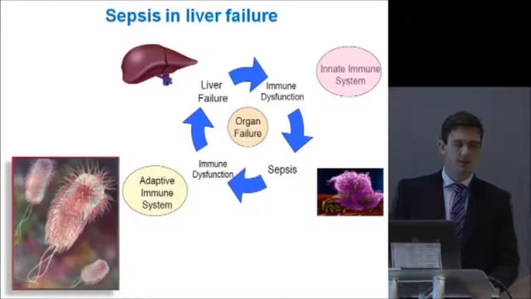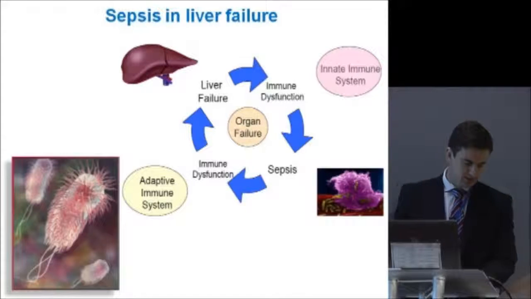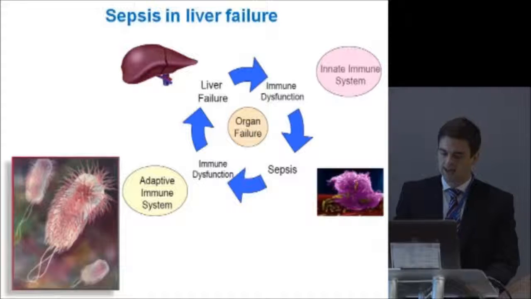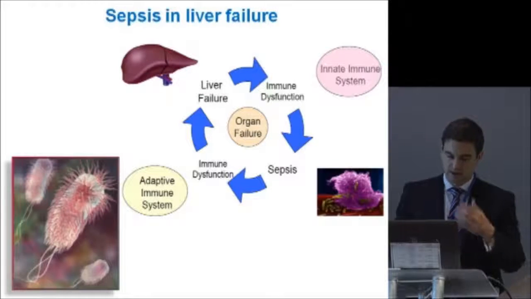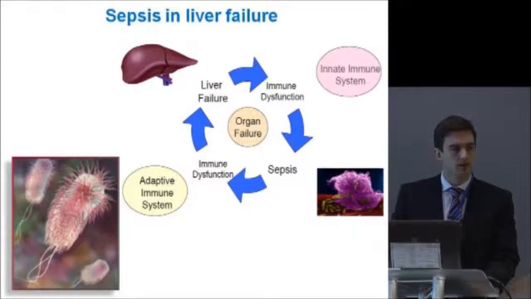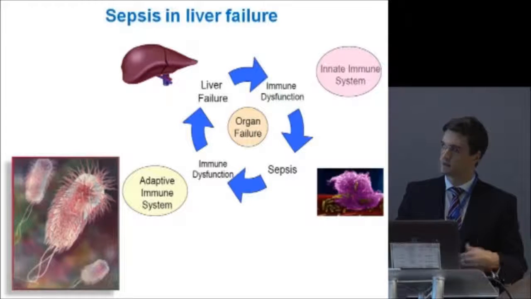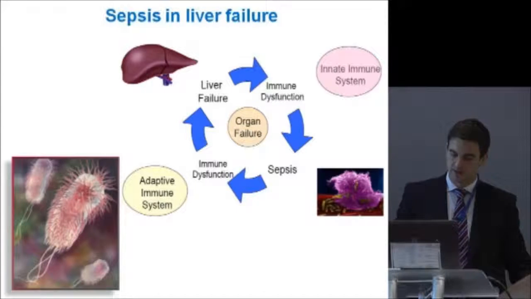What we also see in acute liver failure is that there's a marked propensity towards the development of sepsis. And we see innate immune system dysregulation proceeding towards the development of sepsis. And sepsis itself can have a superadded influence in terms of driving forward encephalopathy and inflammation.